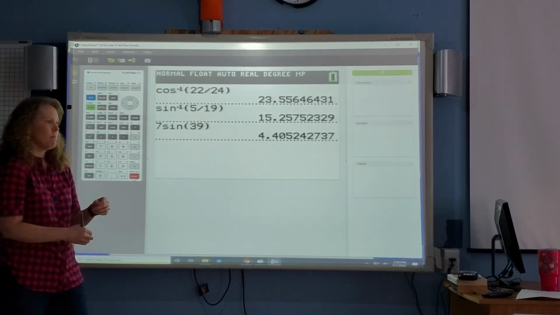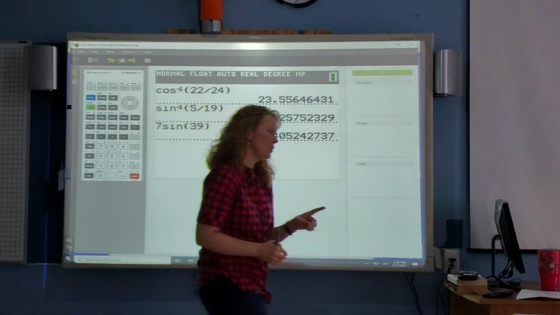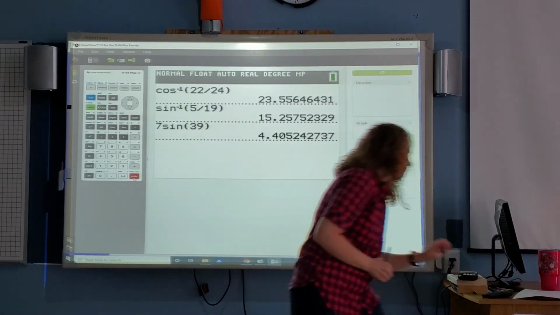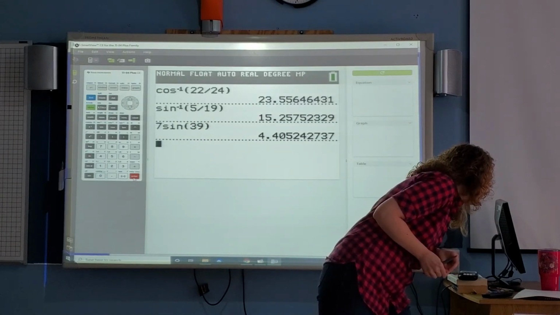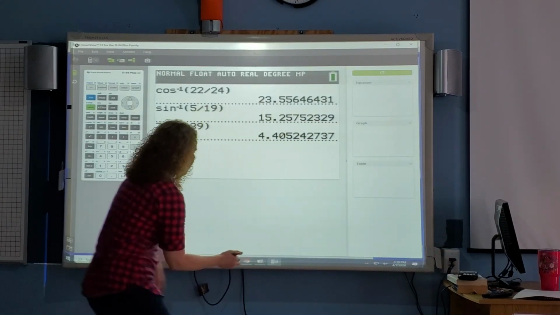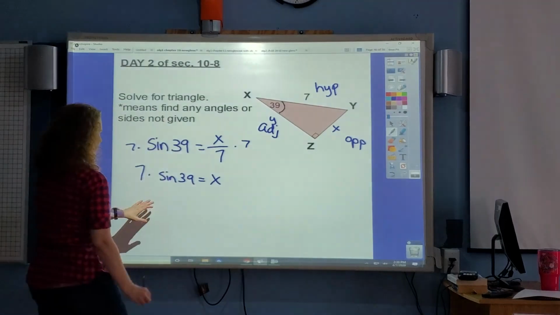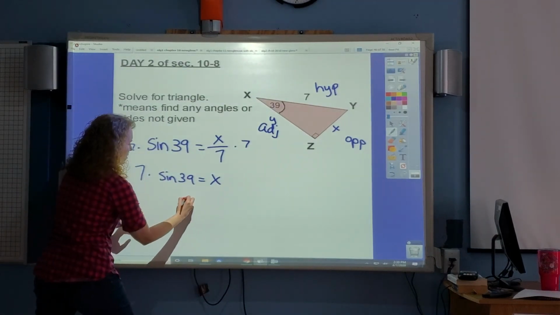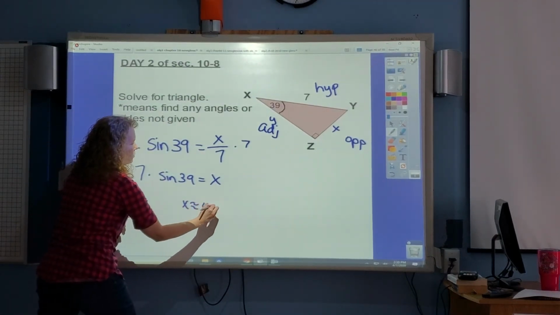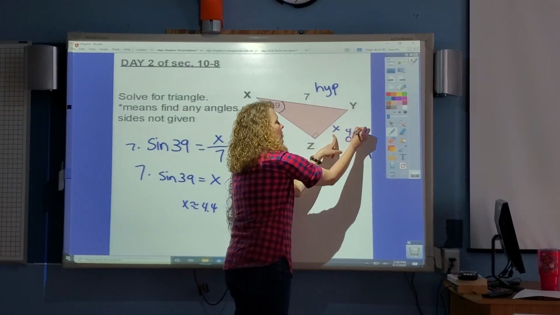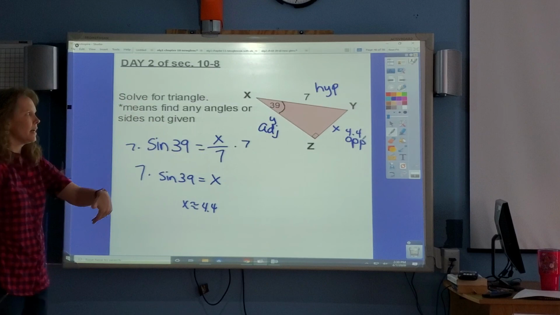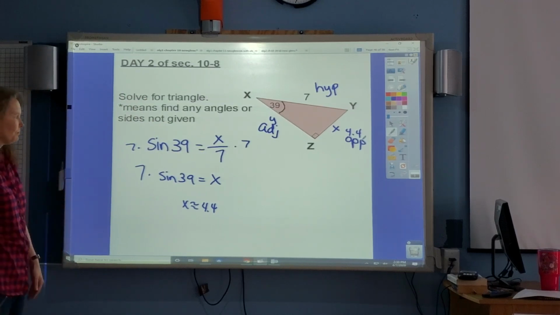By the way, I think your book will let you do one decimal place. So, we're going to also round. We're going to say x is approximately 4.4. So if you want to come back, you can put the 4.4 just to remind yourself, hey, I got that side. Now I got to go get another side.